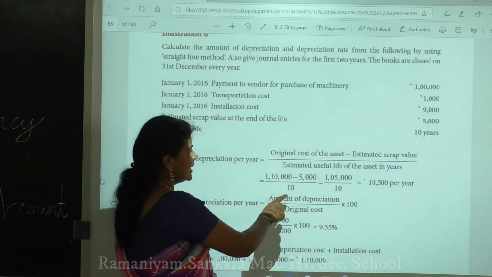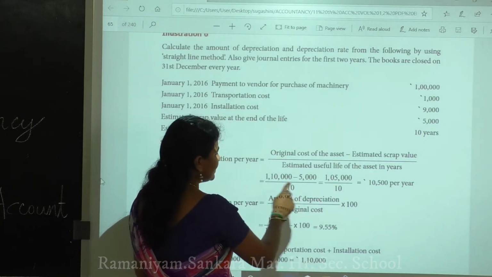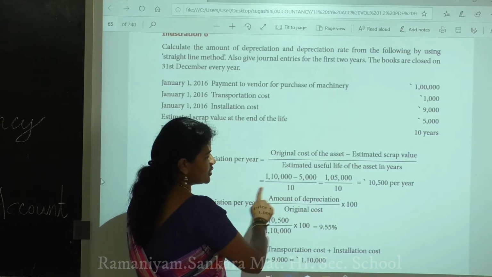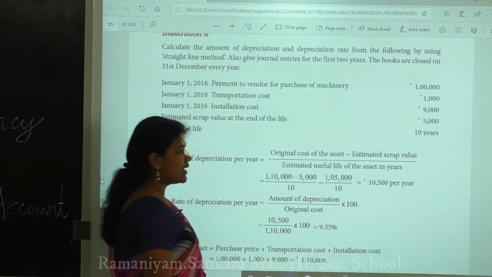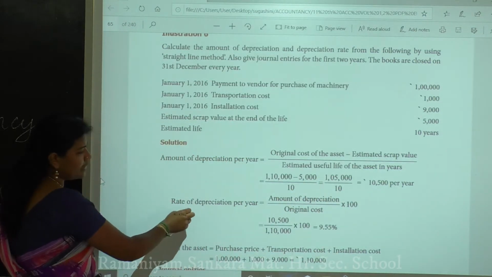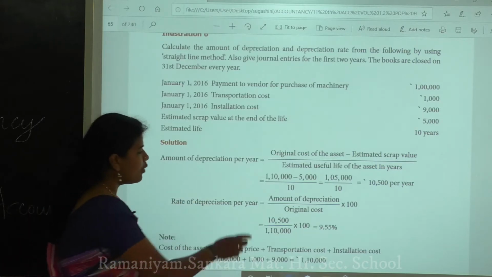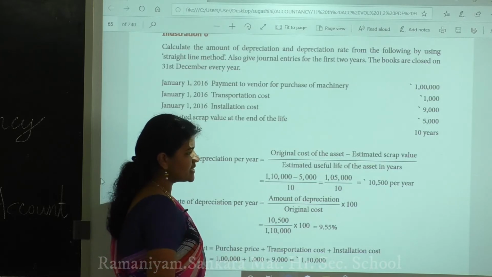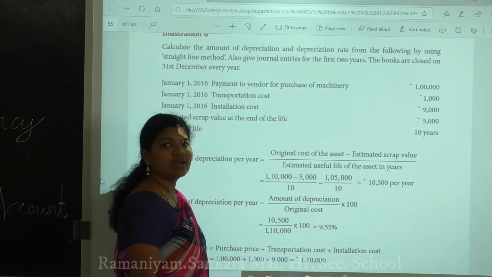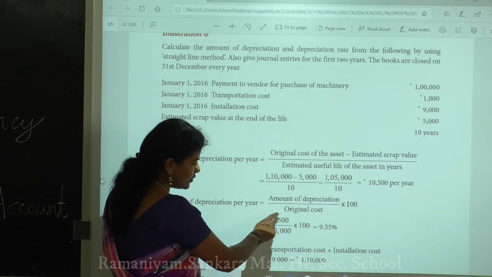So that is 10. So 1 lakh 10,000 minus 5,000, because this is the minus symbol. So 1 lakh 5,000 divided by 10, that is 10,500 per year. So rate of depreciation per year is amount of depreciation divided by original cost. So what is the amount of depreciation here? 10,500. The 10,500 you have to write over here.